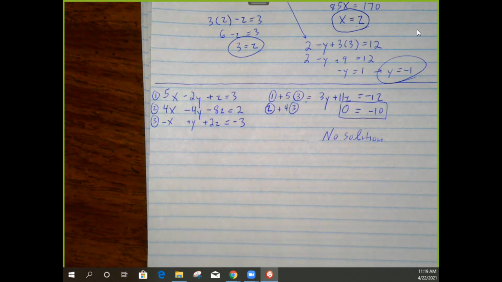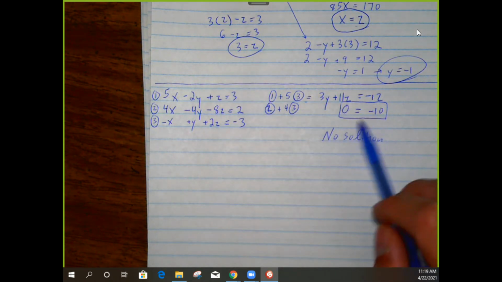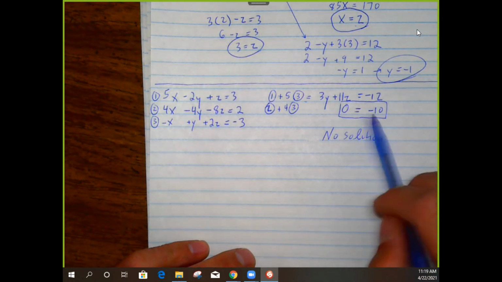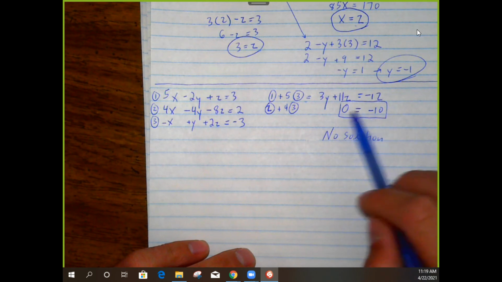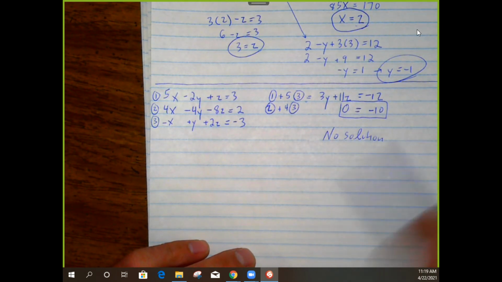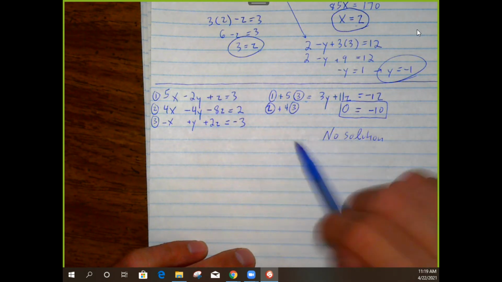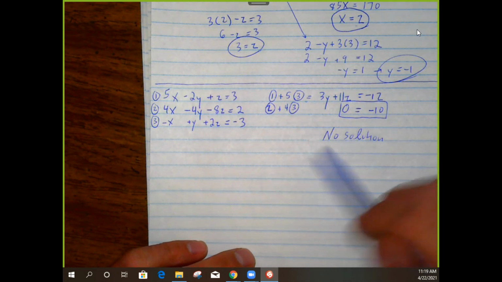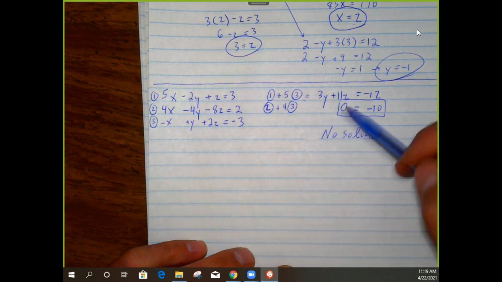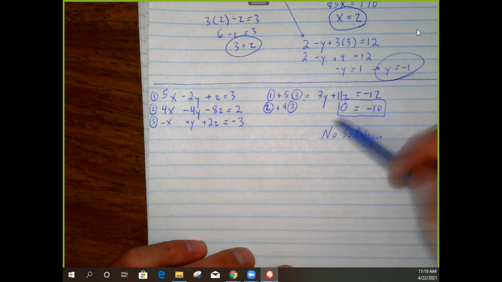Now, let's say that we did all this work and this came out to be a true statement, an identity that's always true, like 0 equals 0. Then that would mean that there are infinite solutions. And then what you would do is choose a variable like y or z. So you can let z equal a variable like c.